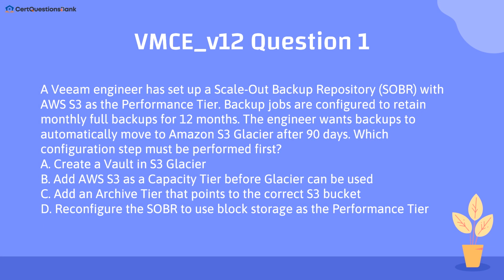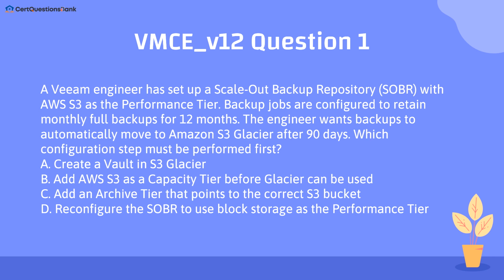A Veeam engineer has set up a scale-out backup repository, SOBR, with AWS S3 as the performance tier. Backup jobs are configured to retain monthly full backups for 12 months. The engineer wants backups to automatically move to Amazon S3 Glacier after 90 days. Which configuration step must be performed first?